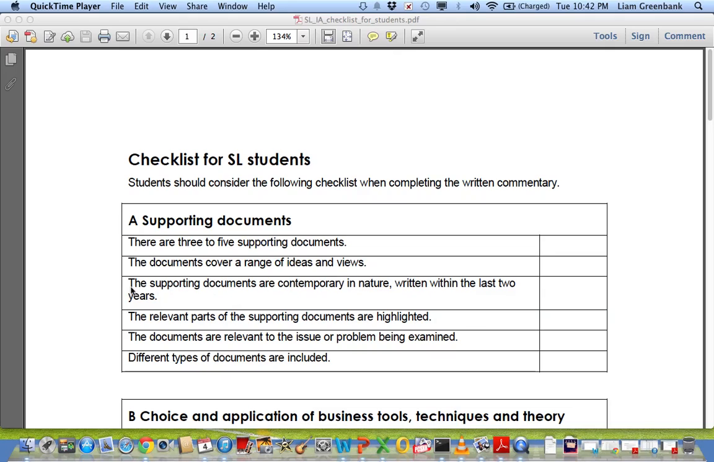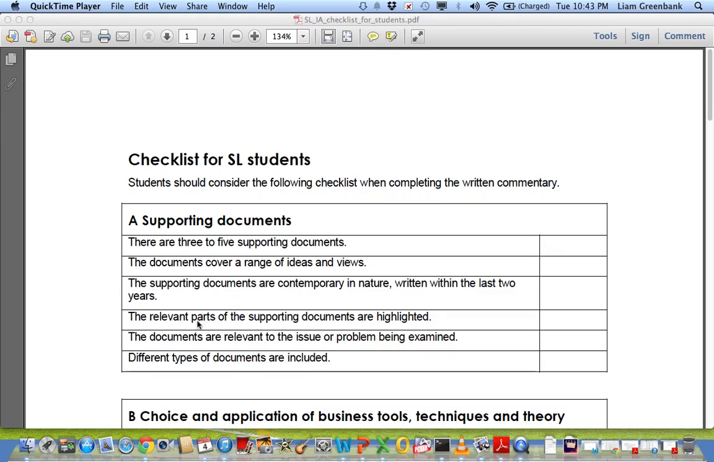The third one here, the supporting documents are contemporary in nature, written within the last 2 years. That's the key there, that it's recent information. You don't want to be looking at a particular business from 10, 15 years ago, something they may have done 10, 15 years ago. You want to be looking at something recent, okay? And so the articles are recent as well. So they're more relevant of the times.